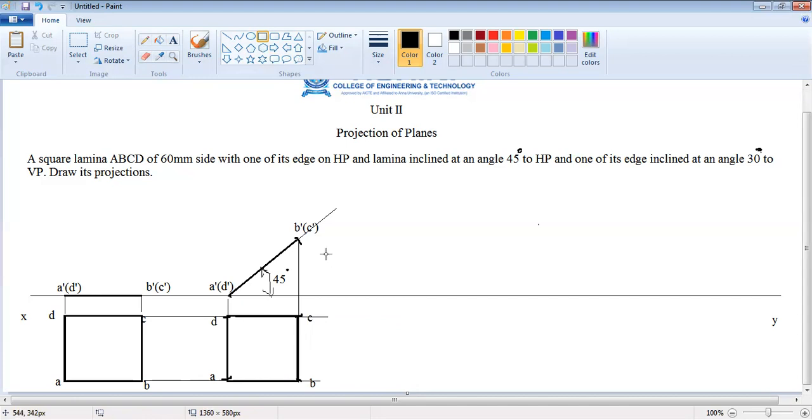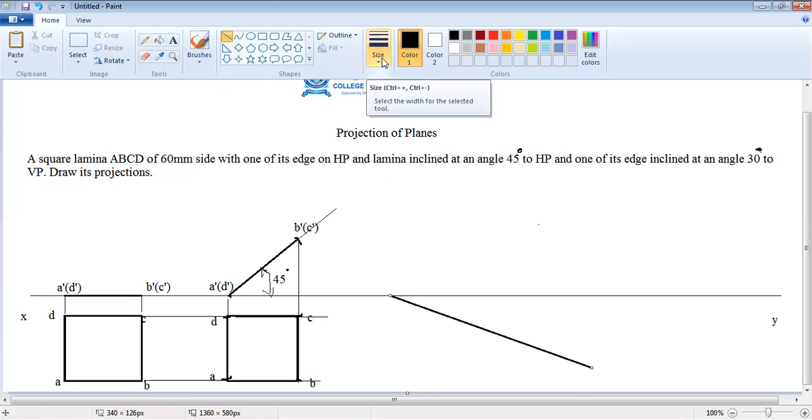So the third step is that the edge is inclined. Any one of the edges is inclined at an angle of 30 degrees to VP. So from this rectangular shape, we are going to place any one edge at a 30-degree angle line. For that, we first draw a 30-degree line using a protractor, which is inclined to VP. The projection is below the XY line.